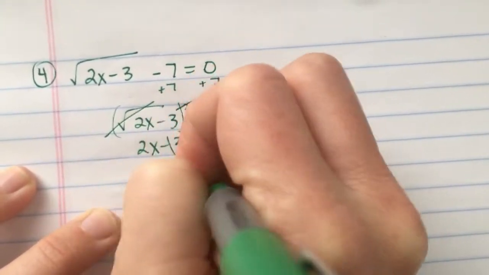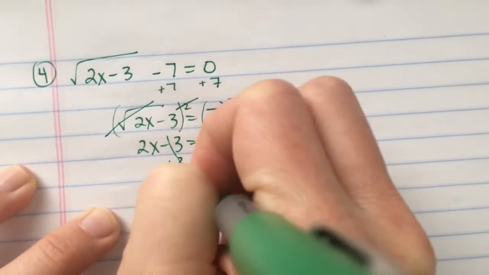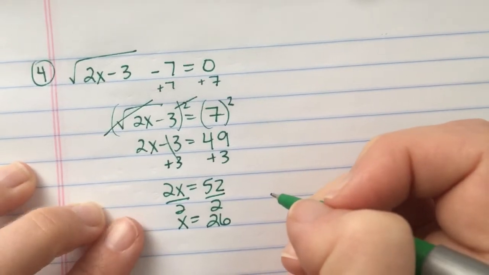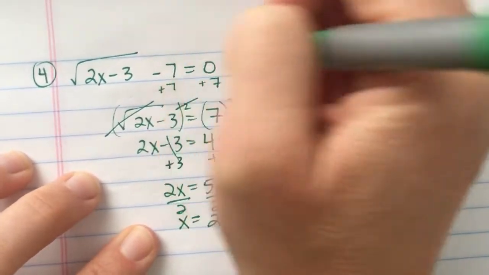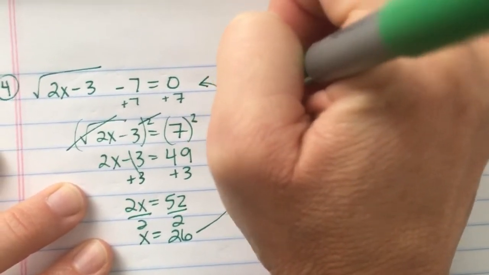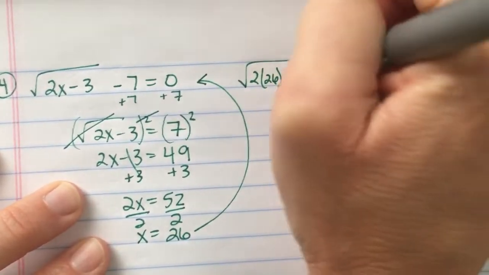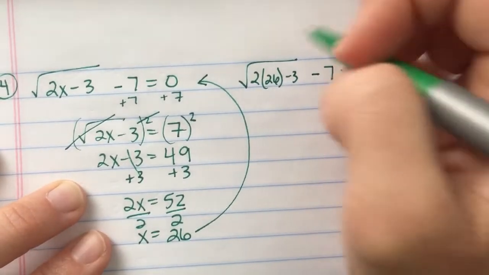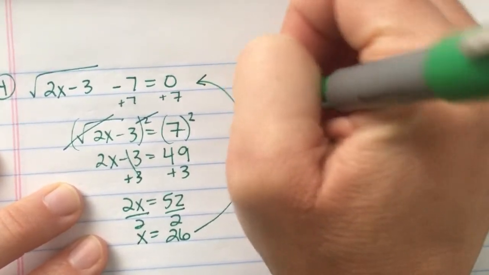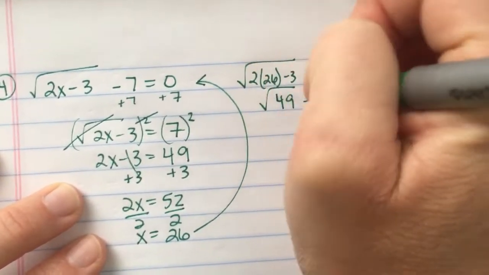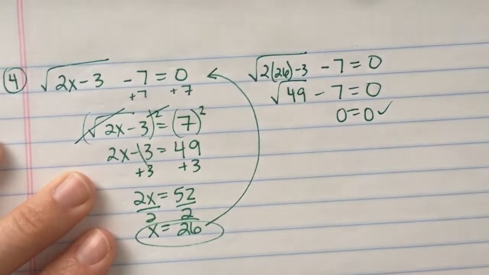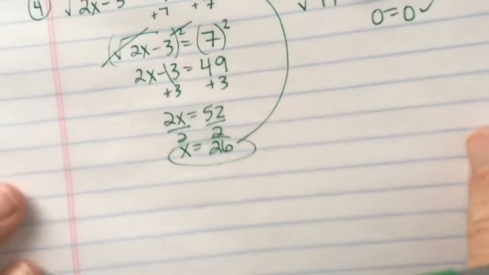So 2x equals 52. Divide by 2. And x is 26. Alright, let's go back in and check that. So square root of 2 times 26 minus 3 minus 7 equals 0. Alright, 2 times 26 was 52, minus 3 is 49. Square root of 49 is 7, 7 minus 7 is 0. So x equals 26 is a solution.